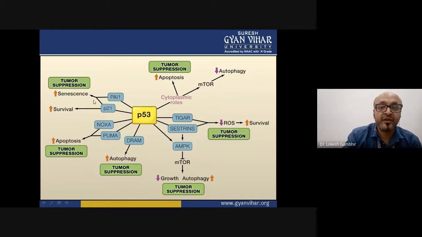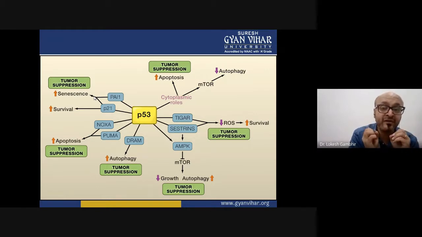It is giving rise to P21. Now this P21 increases the cell survival. Also, it increases the senescence, thereby giving the cell ample time to repair its damage. It induces cell senescence. It induces a cell cycle arrest. It is the protein which is released in response to the oncogene expression. Whenever there is an oncogene expression inside a cell, the P53 is getting activated.